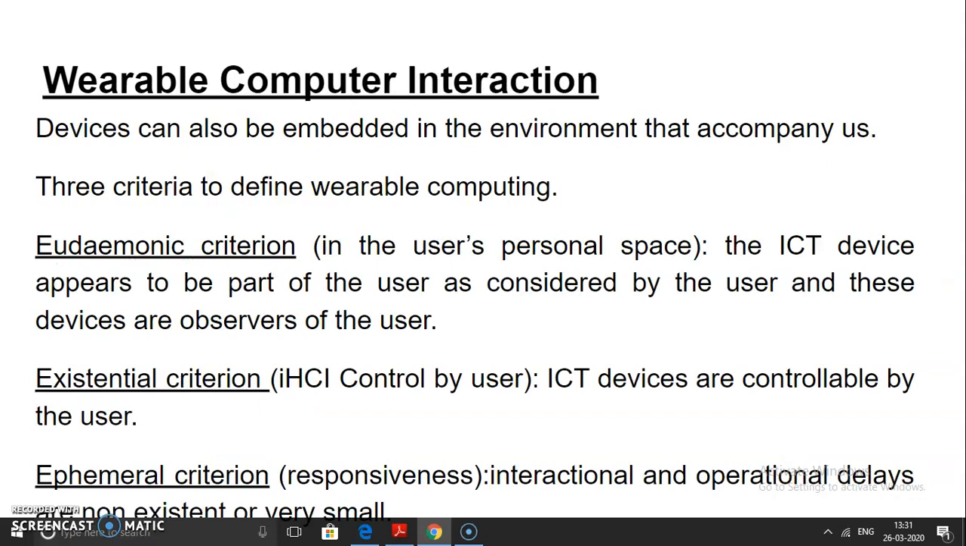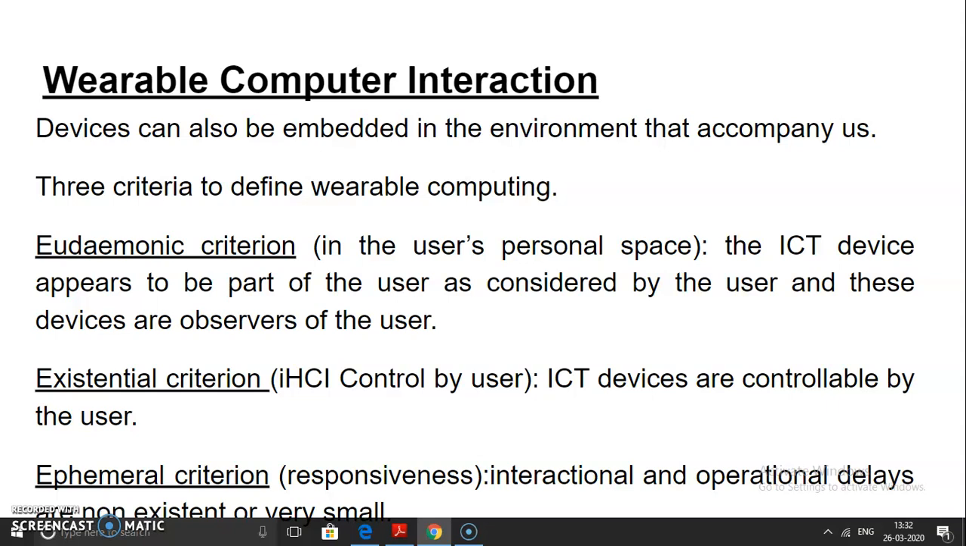First of all, we will check wearable computer interaction. Devices can be embedded, and as I said, no need to put this kind of devices inside the body. Only thing is that we have to attach it to the body. How can we define this kind of devices or wearable computing?